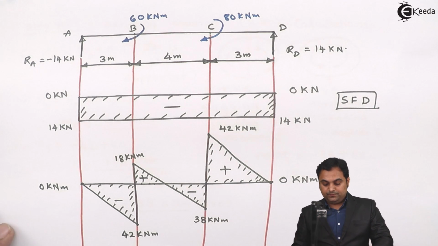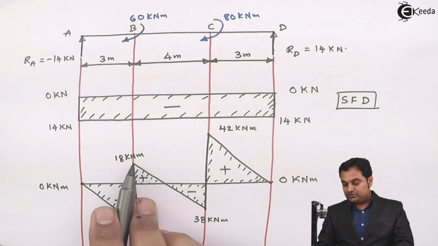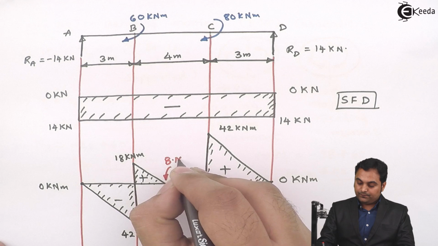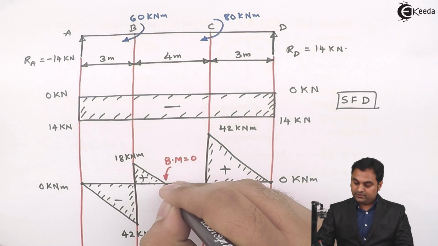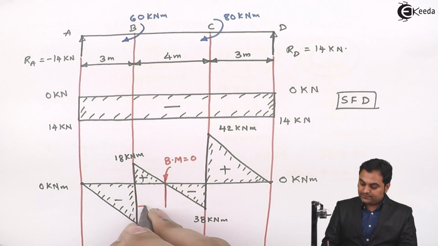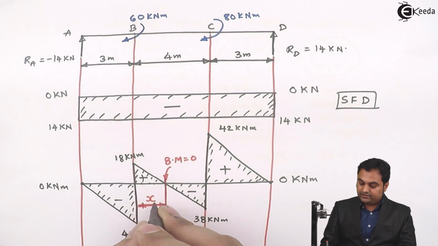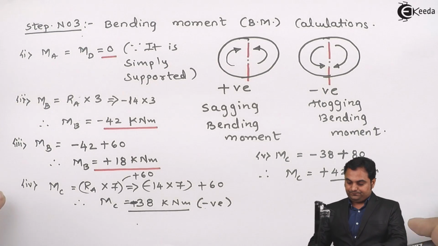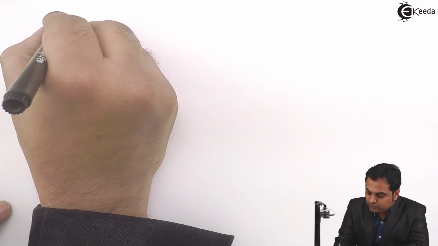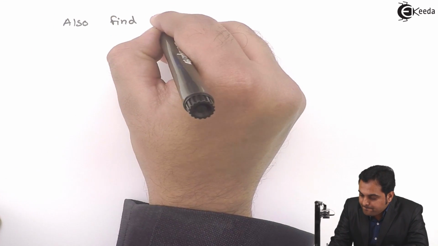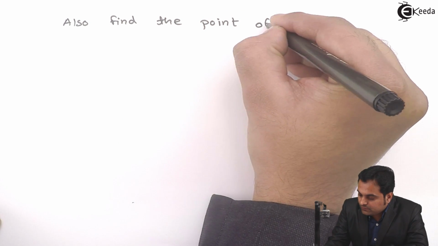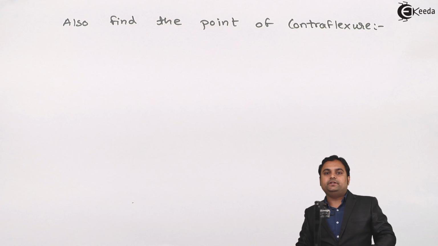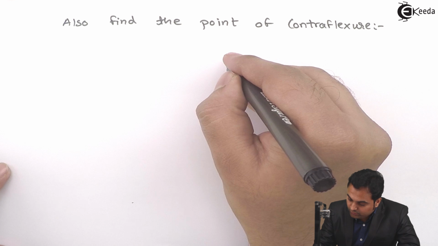Now in this problem, as we see here, there is a point where bending moment crosses from positive to negative, and at this location the bending moment becomes 0. So here the bending moment value is equal to 0, and this point will be called the point of contraflexure. Here in this problem, I will also locate this distance, that is find at how much distance, I will call it x, we are getting the bending moment as 0. So now I will also find the point of contraflexure. Point of contraflexure is that point at which the bending moment is 0. So for that here I will draw the two triangles.